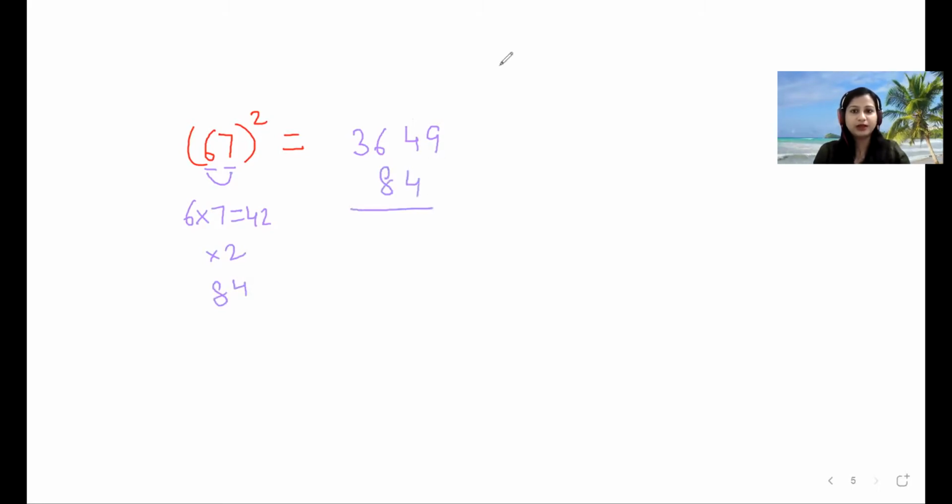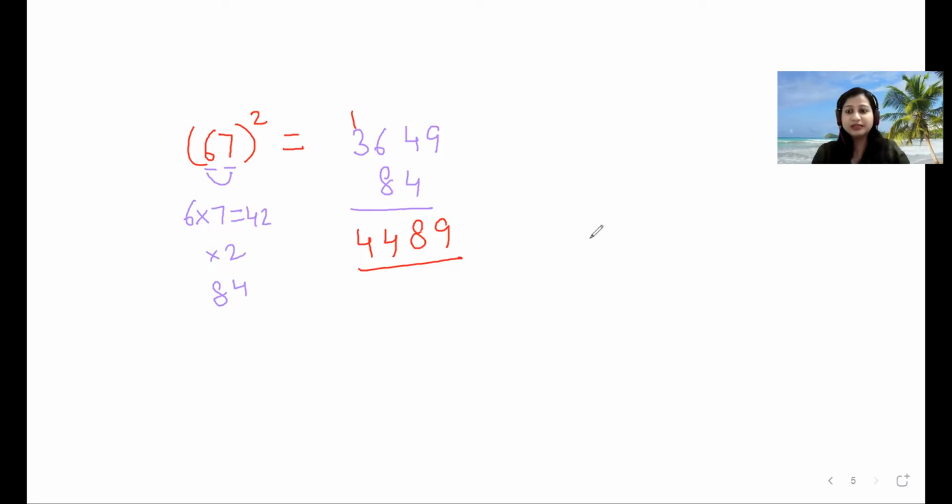Now we are going to add the numbers. After addition, we'll get 4489. So are you also getting the same answer? Now, if you try, you can solve it in your mind also. You would be very quick in calculating the squares of 2-digit numbers.